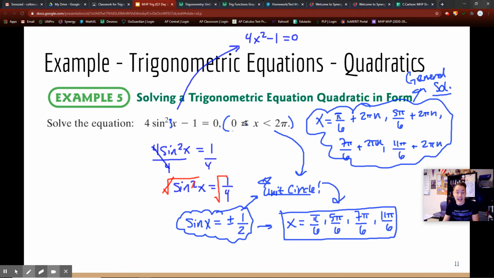Yes? I don't need to actually change my interval here, because this is only just sine of x, sine squared x, and my b value of my trig function right here is just 1. I want to keep it between 0 and 2 pi. I only need to change that interval when that b value, that number before the x, is tampered with. But since it's not, I keep 0 to 2 pi, I use the unit circle, I solve, and then those are my answers. And if I want it in general form, boom, there it is.